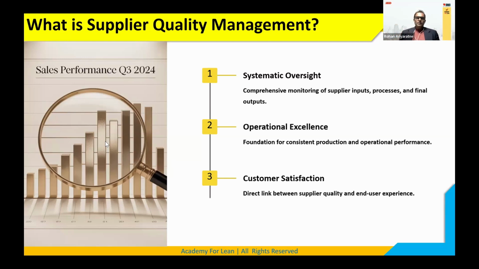So to do so, you should have systematic oversight. We call it a comprehensive monitoring mechanism, because you need it to get the right input. And operational excellence is the foundation of consistent production and operational performance. You should have a performance evaluation mechanism to align with our goals and the best practices. Then they will align with your quality management system, or you can set up a similar kind of quality management system in their premises or their process.